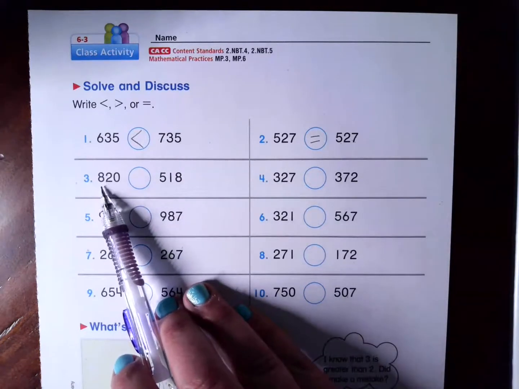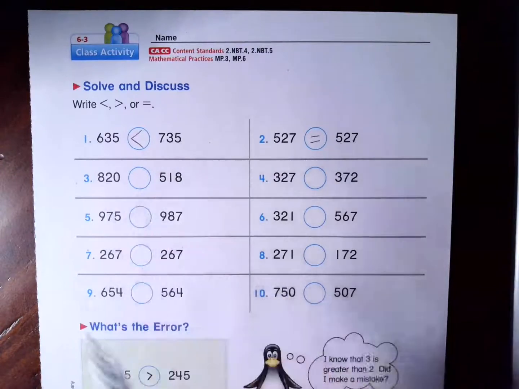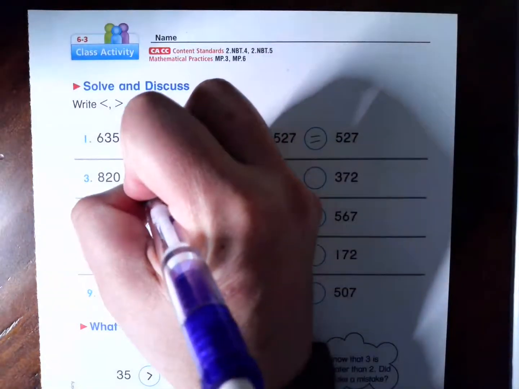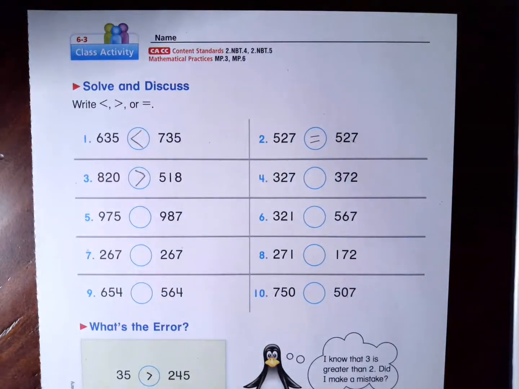So for number 3, we have 820 and 518. The 8 is bigger than the 5, so we will use the greater than symbol. So 820 is greater than 518.